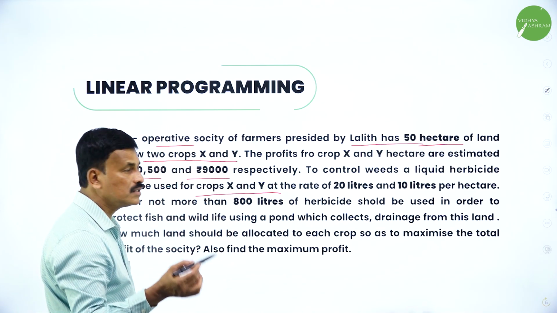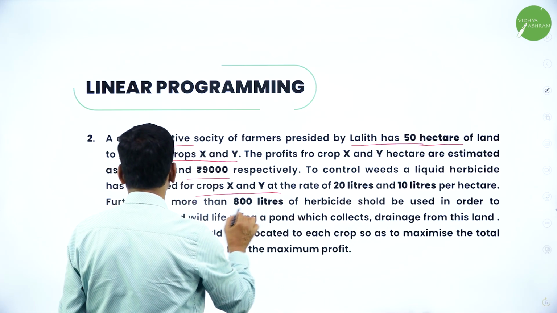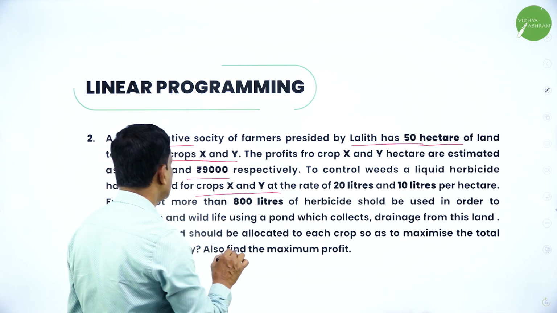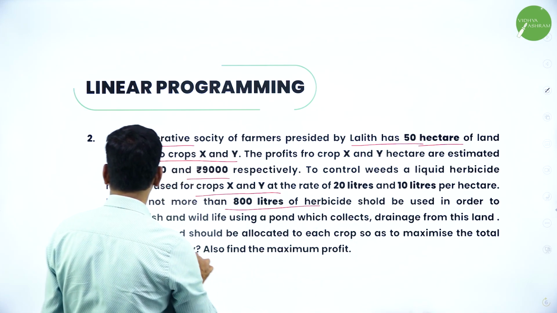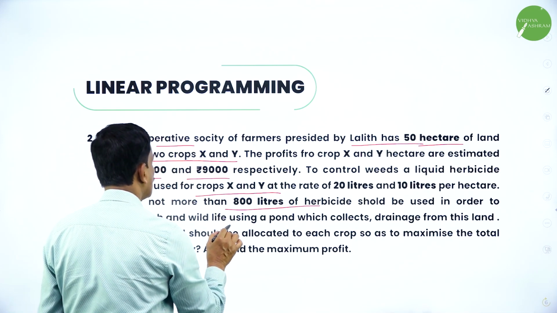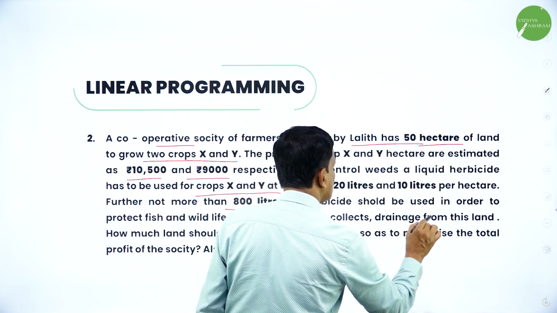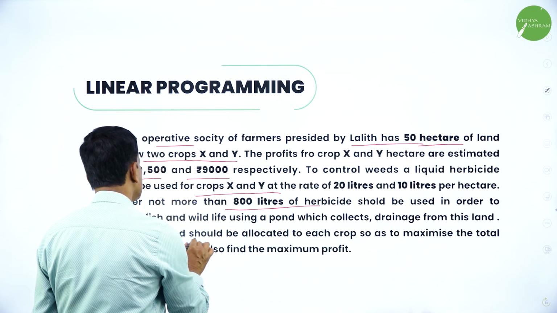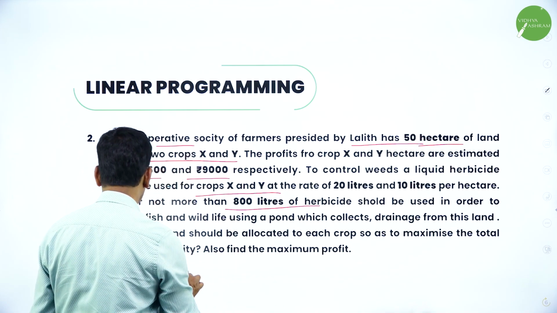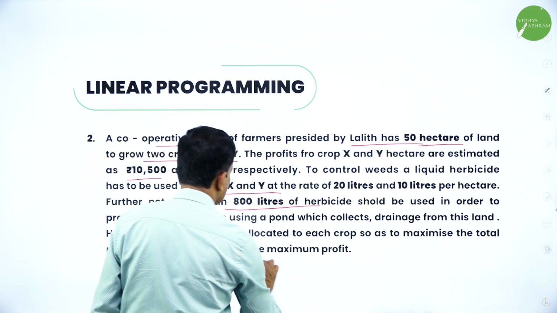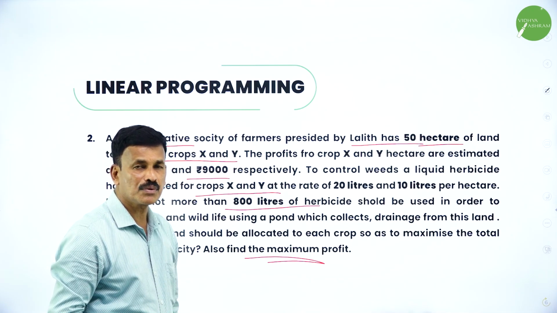So, the cost of the herbicides. Further, not more than 800 liters of herbicide should be used in order to protect fish and wildlife using a pond which collects drainage from this land. How much land should be allocated to each crop so as to maximize the total profit of the society? Also find the maximum profit. So, this is also same as that of the previous problem.